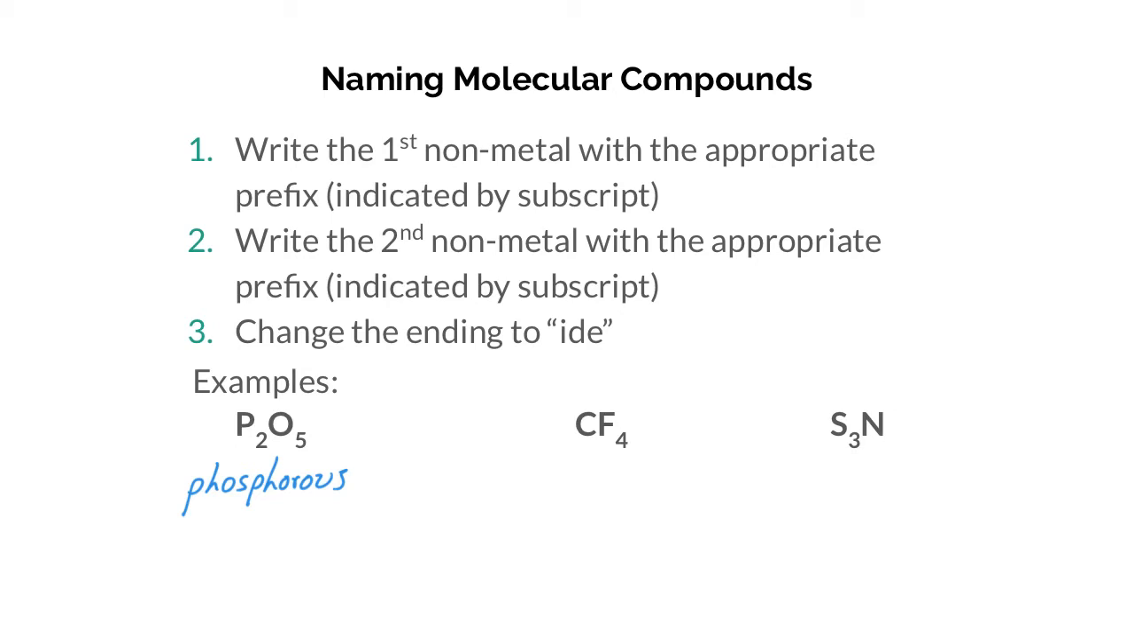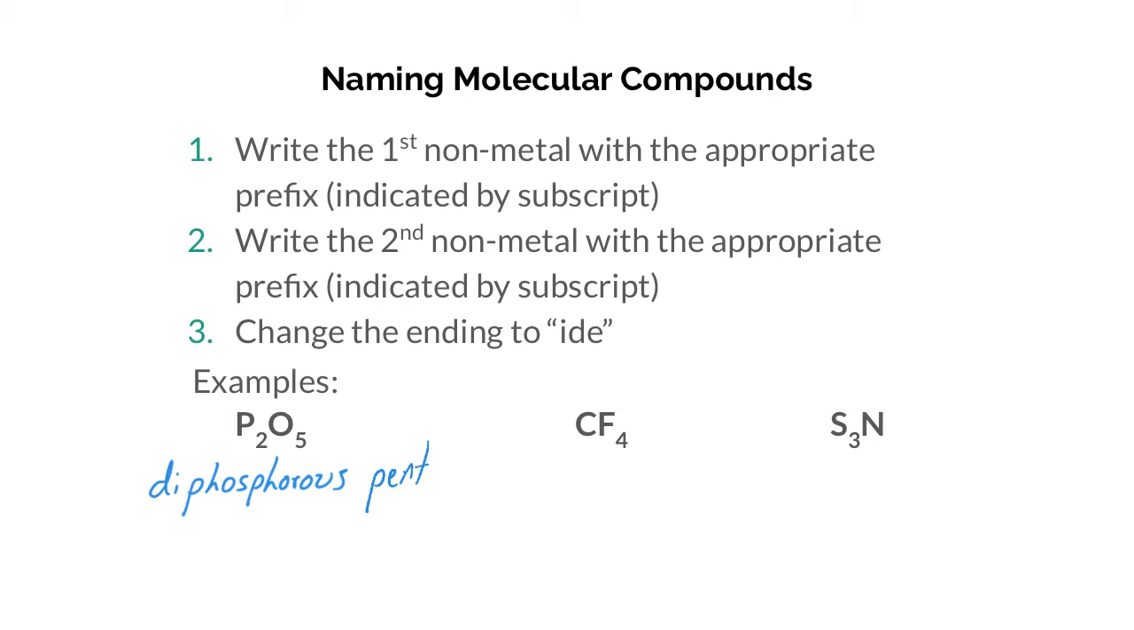If you look on the back of your periodic table, we can see that phosphorus has 2 atoms. And so our appropriate prefix for 2 is di, and we would write diphosphorus. And then we're going to have oxygen, again changing the ending to "ide" and adding the appropriate prefix. We can see that we have 5 oxygen atoms, and so the prefix is penta. So when we write it, we would write diphosphorus pentaoxide.